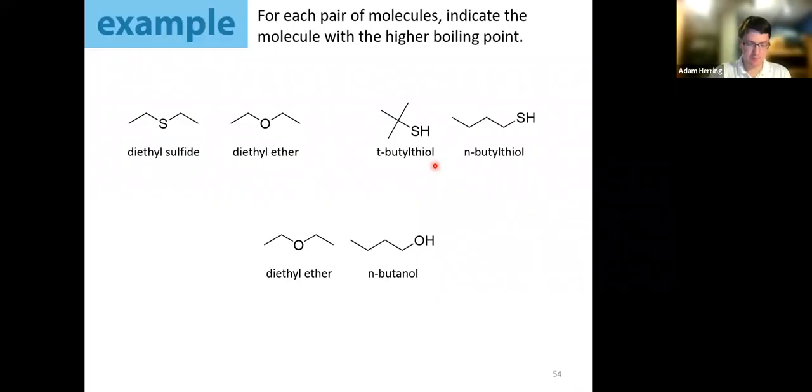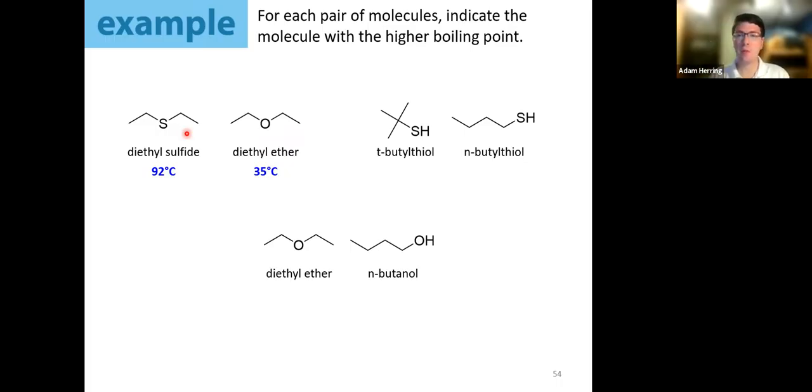Welcome back. In the case of diethyl sulfide and diethyl ether, diethyl sulfide has the higher boiling point. What's the rationale here? It's an increase of London dispersion forces due to the higher mass. These have a vastly different mass, and the polarity difference is not very large. So we see that diethyl sulfide has a higher boiling point.